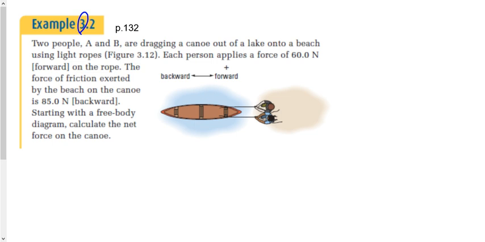So what's step number 1? Well, they tell me step number 1 here. Draw a free body diagram, right? What forces do we have acting on this canoe? Well, person A, I'm going to call that the force of person A on the canoe. That's 60 newtons to the right, forward. And we also have person B pulling it, we'll call that FB, 60 newtons forward. Agree? Is that good? Now we have the force of friction of the beach acting on the boat of 85 newtons backward. Friction is going to oppose the motion, right?